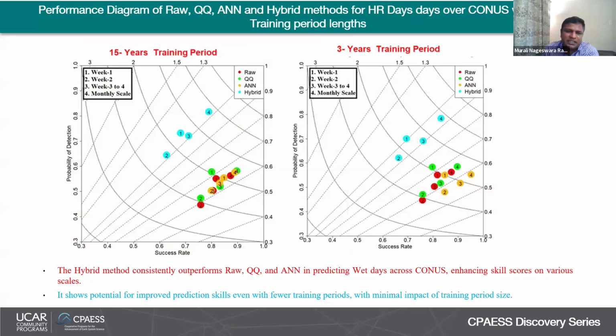And this is the case of the 15 years training period and the 3 years training period. In the case of the extreme heavy rainfall event, you can see the raw model has a large underestimation.